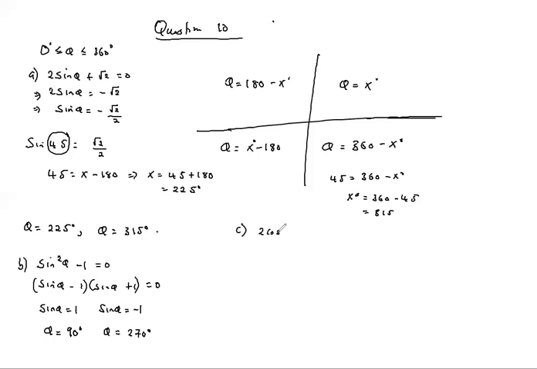2 cos squared theta is equal to cos theta. So here you can put the other cos here, then factor out cos theta, and have cos theta times 2 cos theta minus 1, which is 0, which implies that cos theta is 0 and cos theta is 1 over 2. If you divide the 2 there and take 1 the other side.